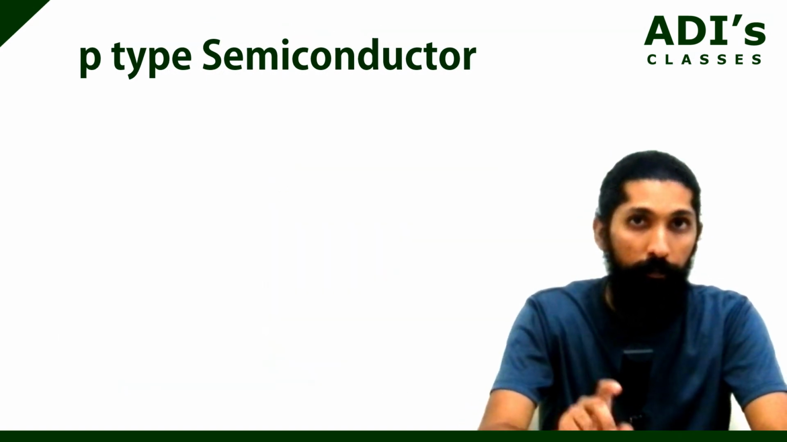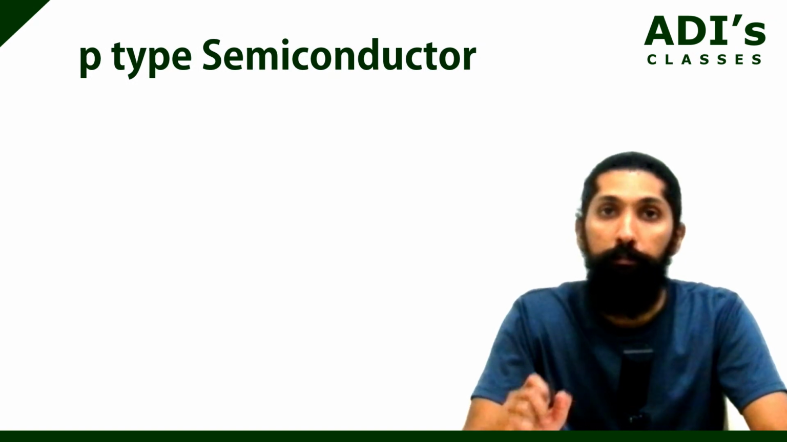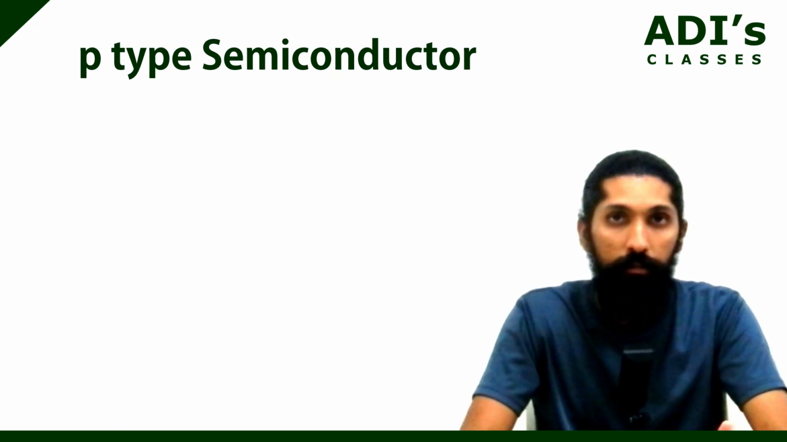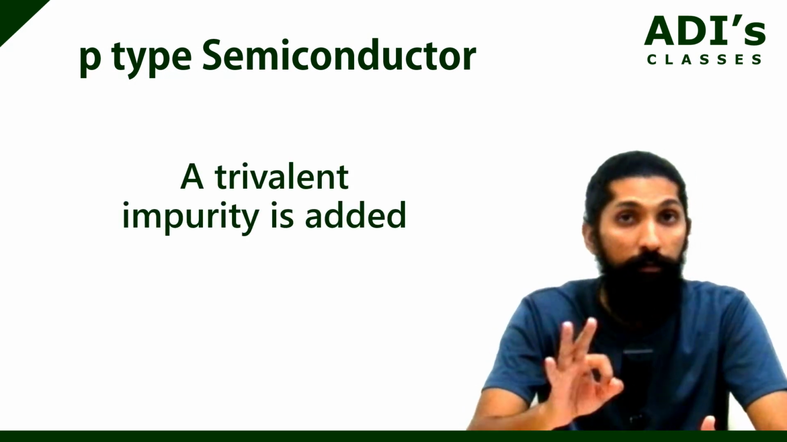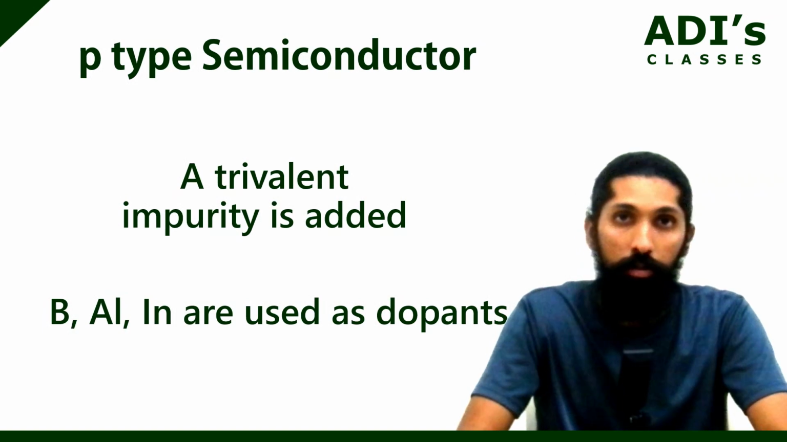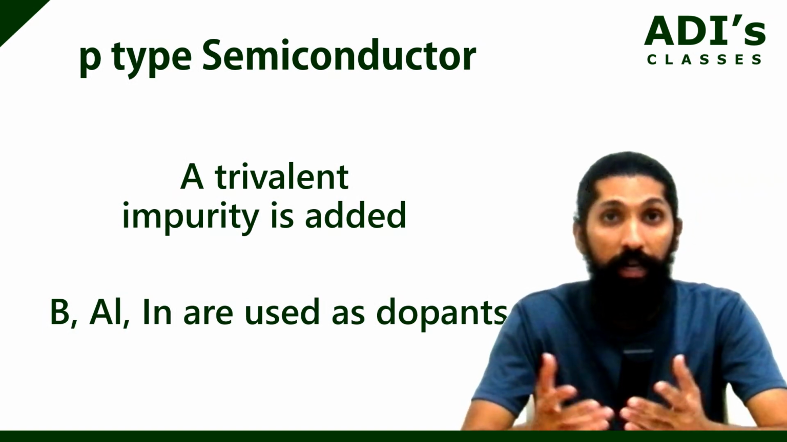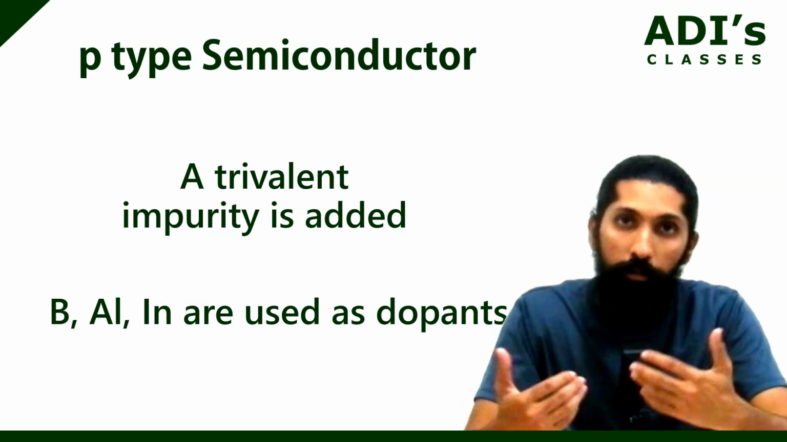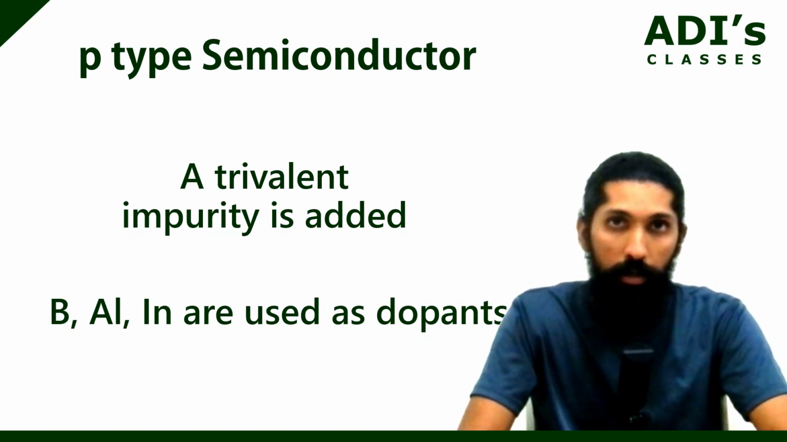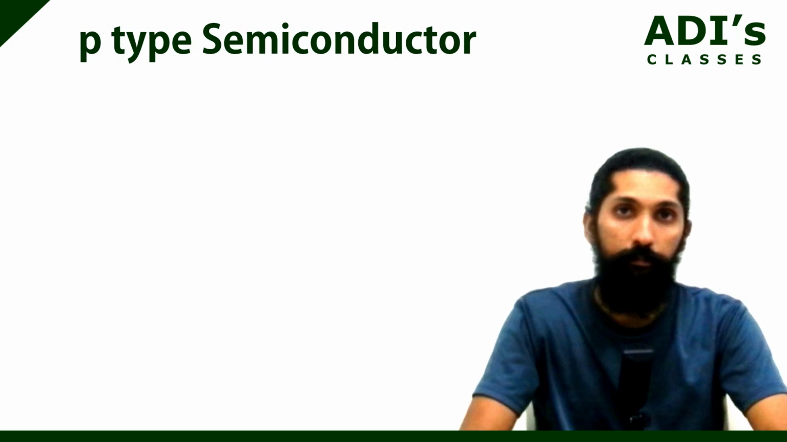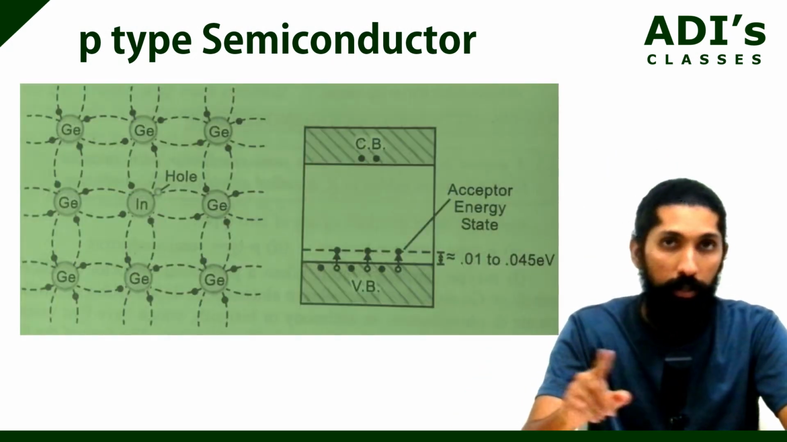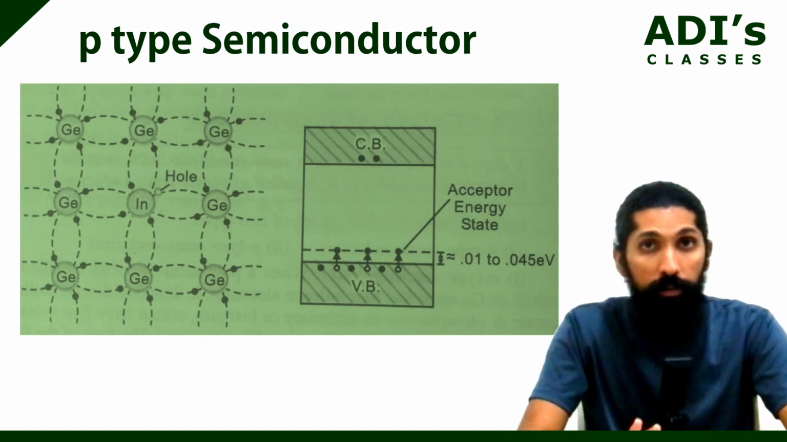The second type of extrinsic semiconductor is P-type. In P-type, we take the semiconductor and add a trivalent impurity, valency of 3. It could be boron, aluminium, or even indium. There are many, and different compounds can also be added depending on our use. So when you have 3 valency, what's going to happen? For silicon it is 4, but this impurity has only 3.